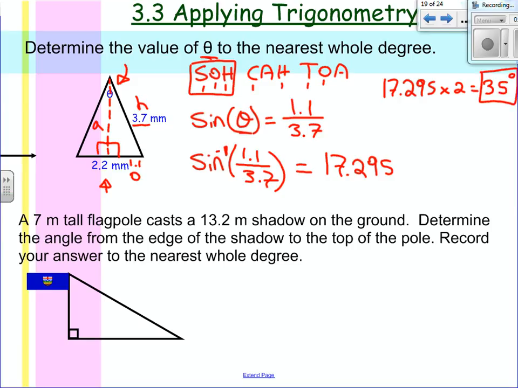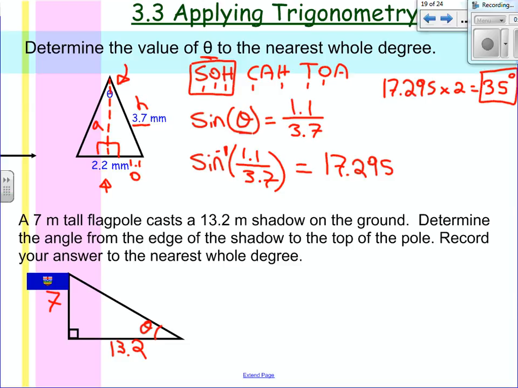Okay, question 2. A 7-meter tall flagpole casts a 13.2-meter shadow. So we're going to want to label both those. 7 meters is our beautiful little flagpole. When you're measuring a shadow, you're measuring along the ground, because that's where the shadow is, so 13.2 there. Determine the angle from the edge of the shadow to the top of the pole. So right there, that's the edge of the shadow to the top of the pole. We're going to call that theta. So we want to solve for theta.